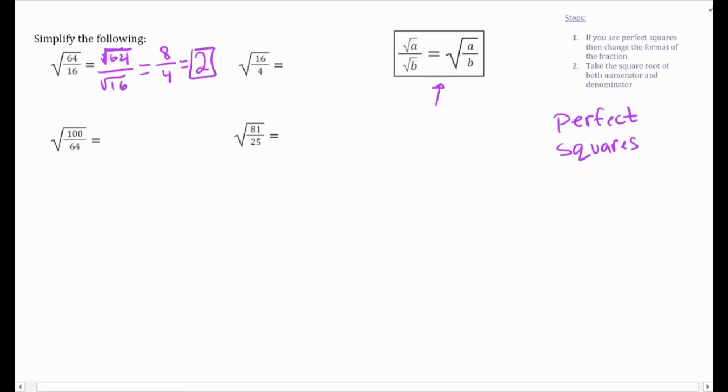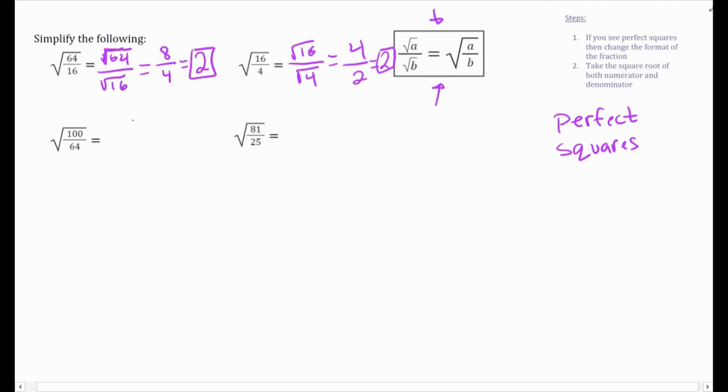So I'm using perfect squares and this rule right here where the square root of a number over the square root of another number is equal to the square root of that fraction, a over b. So in this one here, on the second one, it's 16 over 4. Now again, perfect squares here. Square root of 16 I know is 4. Square root of 4 is 2. Those both simplify, 4 over 2, which is just 2.